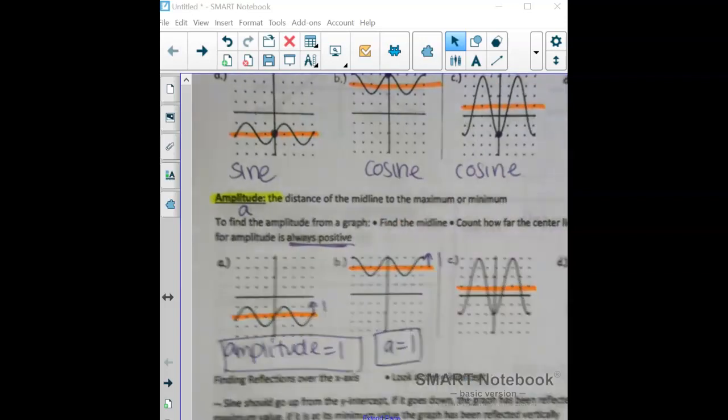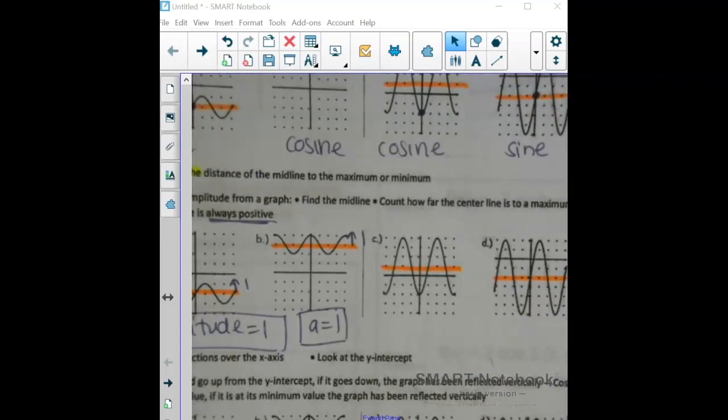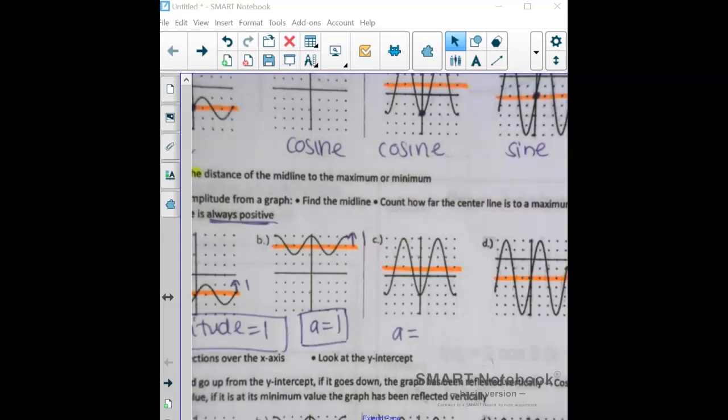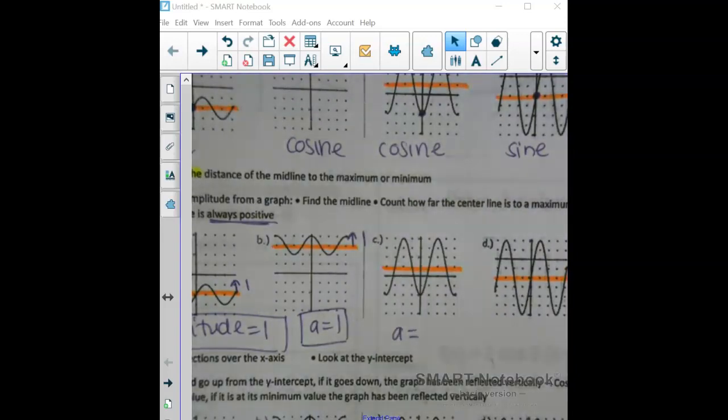Chelsea, I'm sorry, I meant to ask you. For letter C, go ahead and count that. What's your amplitude? Don't worry, I'll wait. 3, good job.